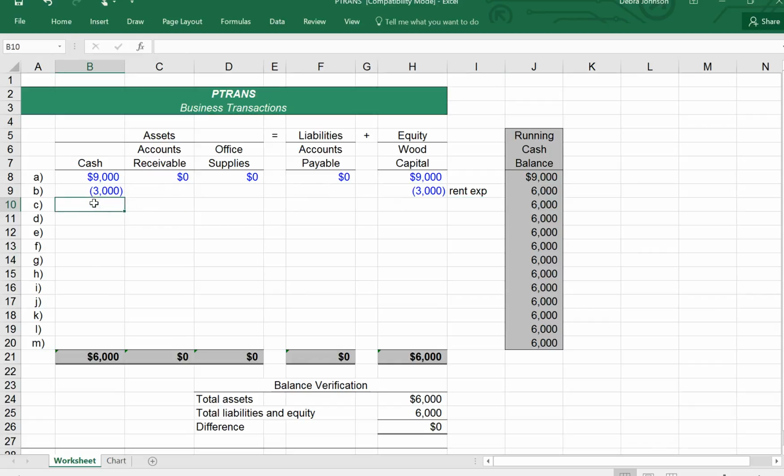Transaction C says the company purchased office supplies, stamps, pens, etc., on account for $1,980. This means that we went into an office supply store, something like Staples, and came out with supplies promising to pay the store within a certain time period, usually about 30 days or so.